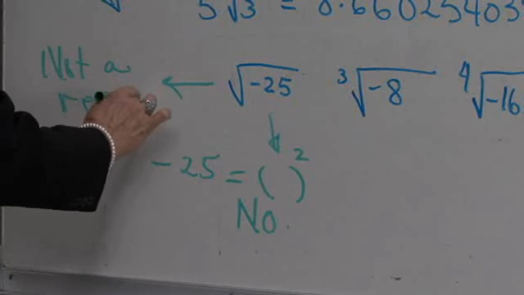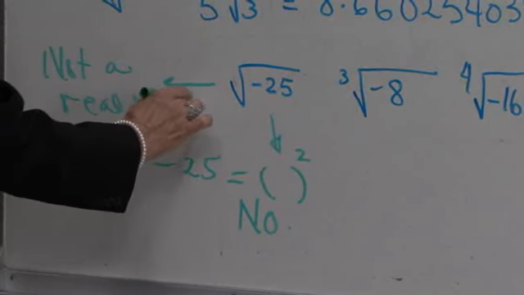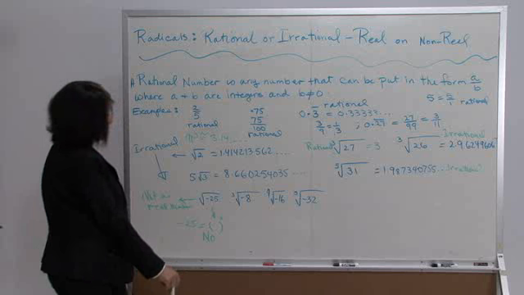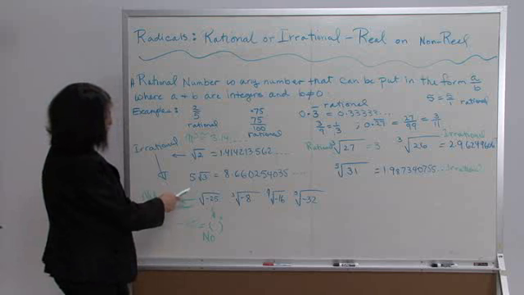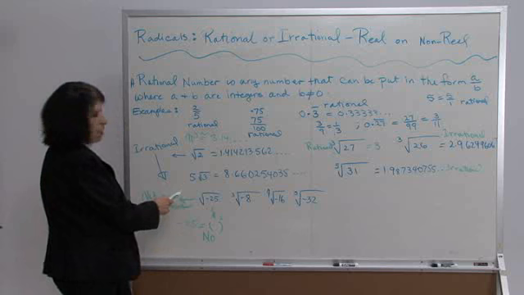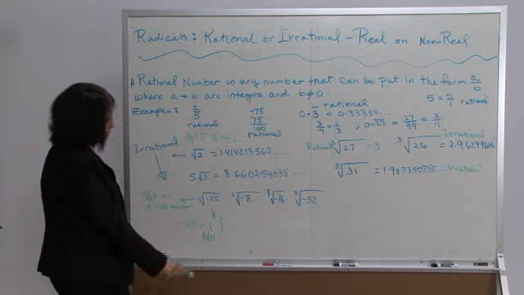OK, so if it's not a real number, you cannot locate it on the real number line. And it's beyond that. And I'm sure later when we discuss imaginary complex numbers, you're going to understand this better.